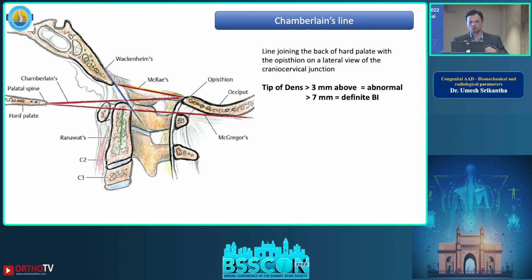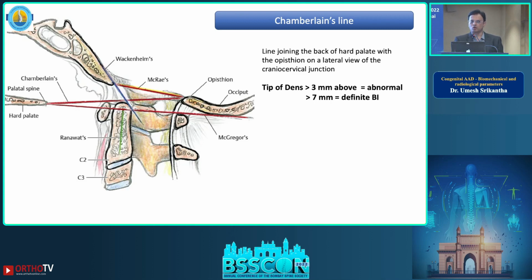One of the most common and the oldest one that was described was Chamberlain's line, which is basically a line drawn from the posterior aspect of the hard palate to the tip of the opisthion, that is the posteriormost tip of the foramen magnum. Many times, if the dens is above 3 millimeters, it's suspicious of BI, and if it is more than 7 millimeters above that, it is indicative of a definite basilar invagination. This doesn't assess the atlantoaxial translational instability per se.